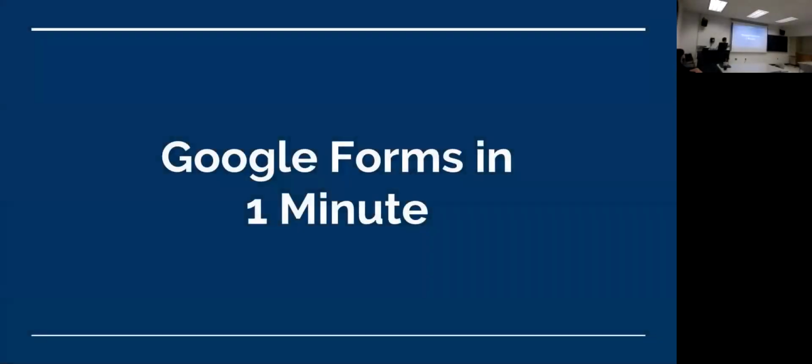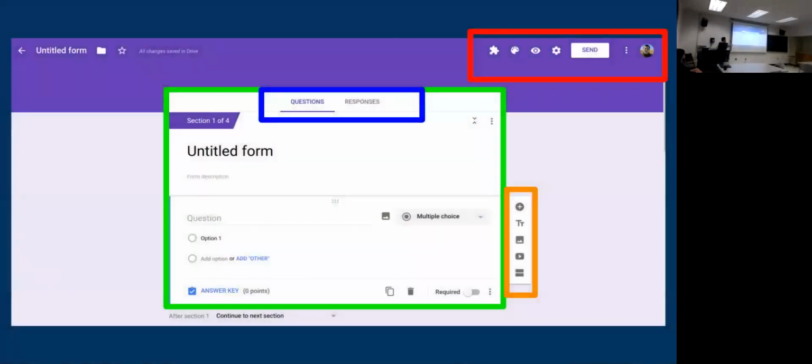So, Google Forms in a minute. Basically, when you open Google Forms, and you all have access because we're all on Google accounts, it's really, really easy to use. This green area is where you start building your questions. You should press this little sidebar, kind of like Qualtrics. That's where you do stuff.